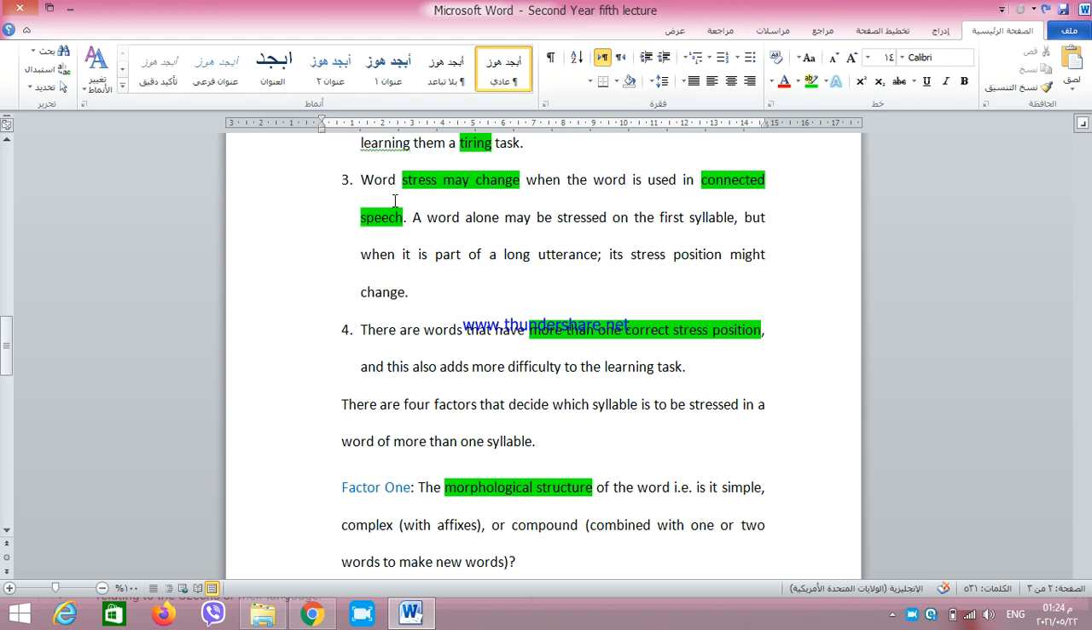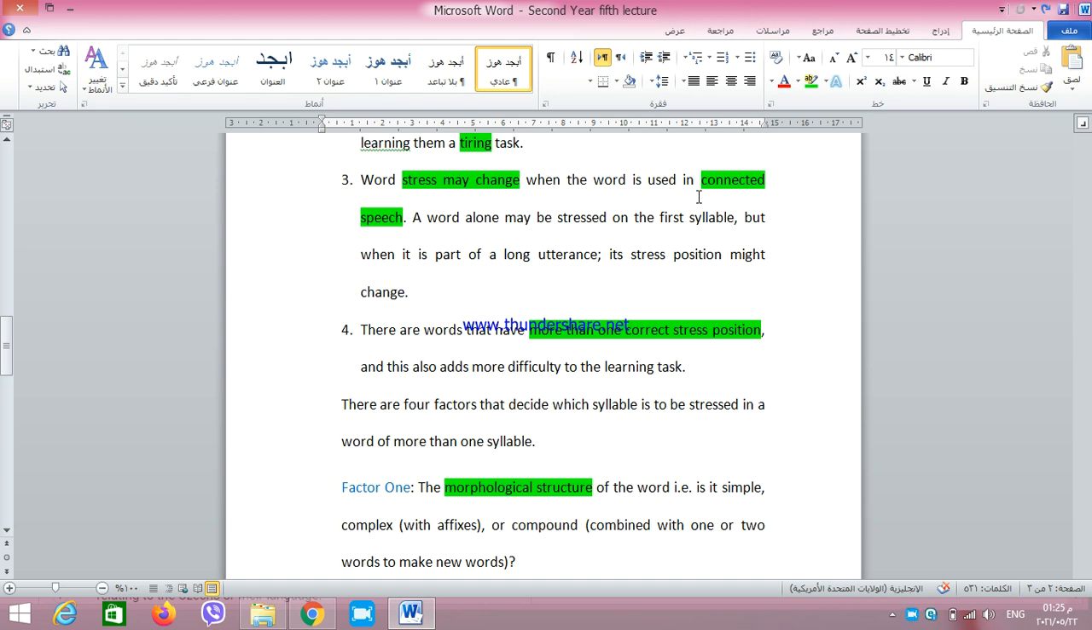Another reason: word stress may change. When the word is used in connected speech, it has a stress pattern that is different from the one it has when it is pronounced alone.